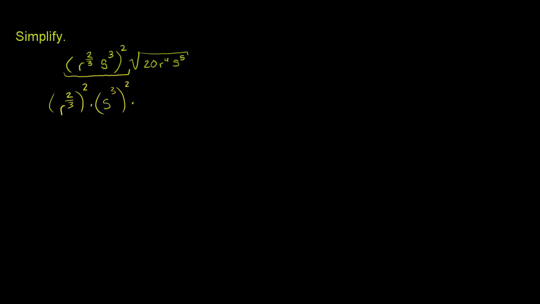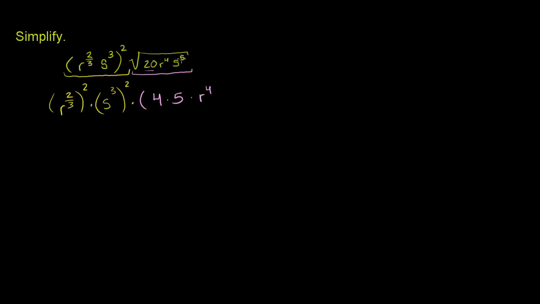Let me do this in a different color. This part right here, that is the same thing as 20. And instead of just writing 20, let me write 20 as the product of a perfect square and a non-perfect square. So 20 is the same thing as 4 times 5. That's the 20 part, times r to the fourth times s to the fifth.